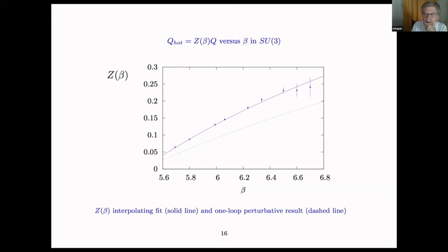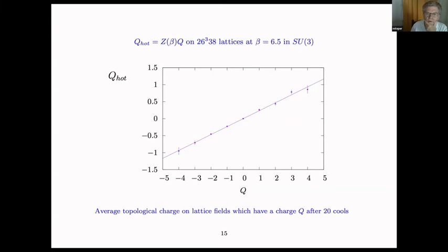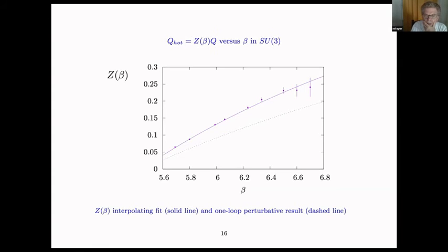And indeed, you can do this for various betas. This was for beta of 6.5 in SU3 on not a very large lattice, but large enough for this purpose. And then you can do that at various other beta values. Here, as you can see, going up to 6.7 from rather coarse lattice spacings. And this is what you find.